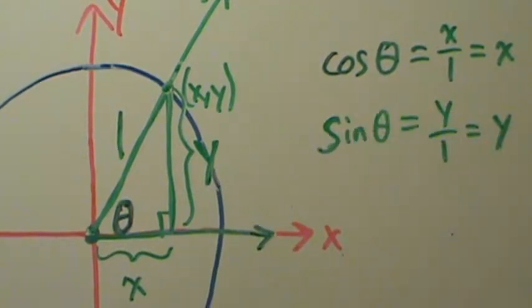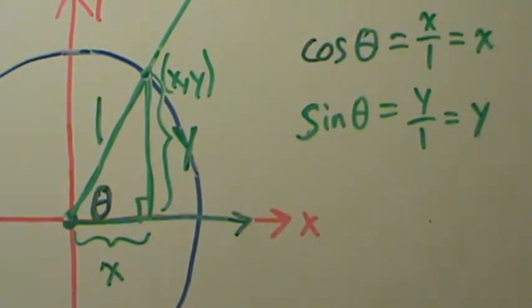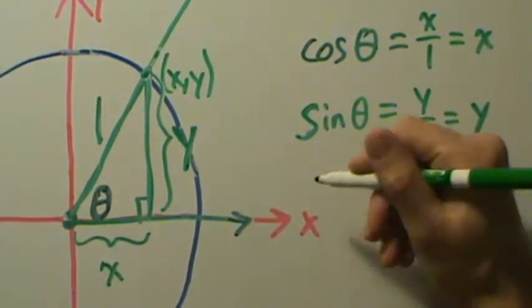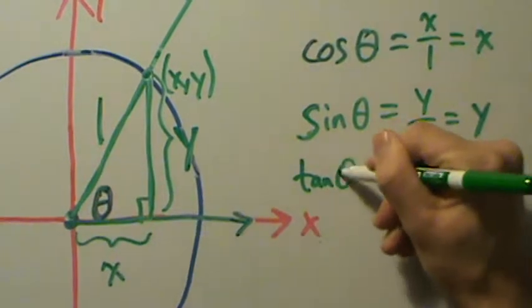It's pretty much how we're just going to define it now. If we have a point x, y on the unit circle, and theta is associated with that point, then cosine of theta is the x-coordinate, sine of theta is the y-coordinate. What about the other four trig functions? Does everything still line up okay?